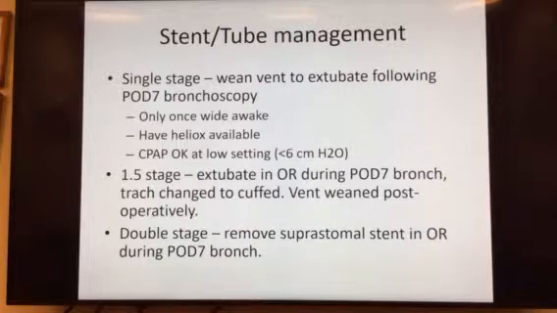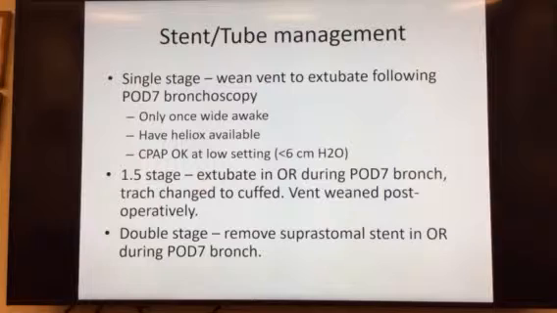In order to wean the vent, you want to make sure that certain parameters are met. You only want to extubate them when they are wide awake, so you want to make sure that their sedation is completely off. You want to have heliox available in case you need any adjuncts for their management. And CPAP we have found to be okay if it's administered at a low setting, and we would consider this 6 centimeters of water or lower.